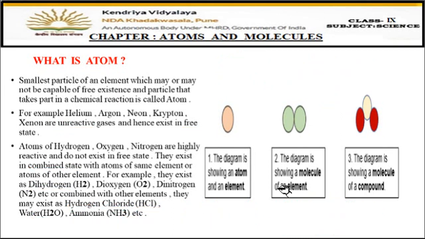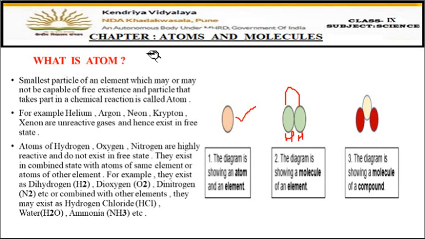combined form. Now here in the diagram, this is the diagram of an atom of an element. Now here you can see that two atoms have combined, but both the atoms are of the same color. That means both these atoms are of the same element. Suppose this is an atom of hydrogen, and this is also an atom of hydrogen. Fine. So when two atoms of the same element combine together, they make a molecule.